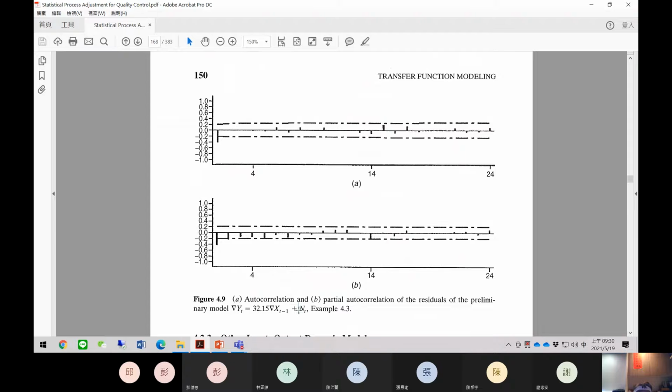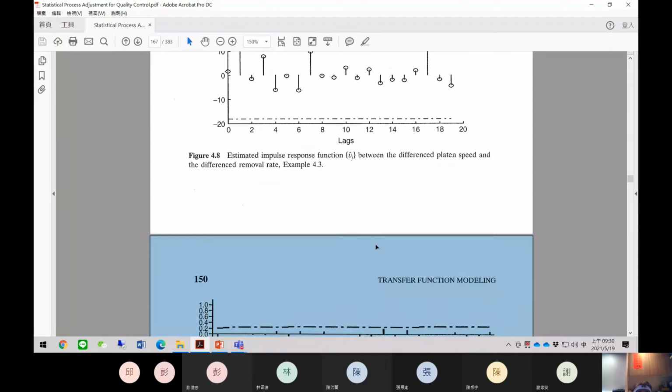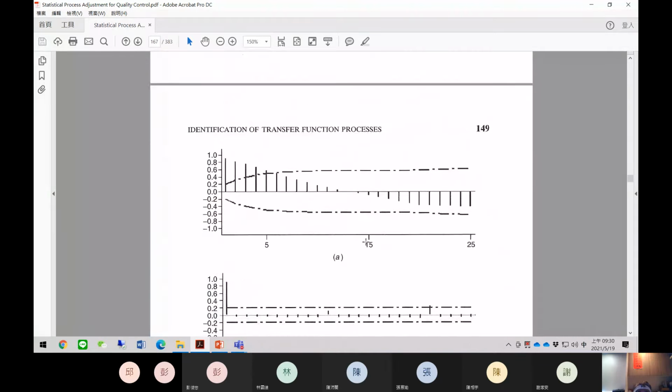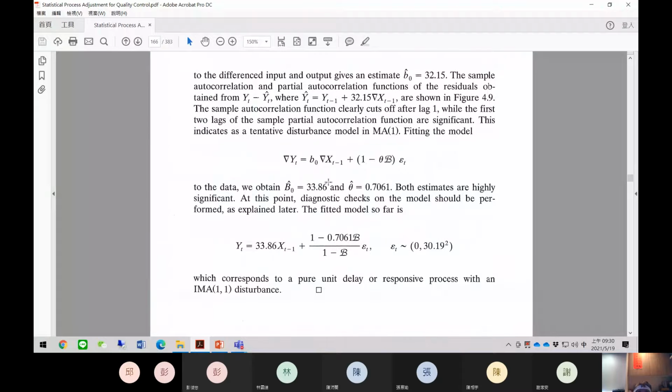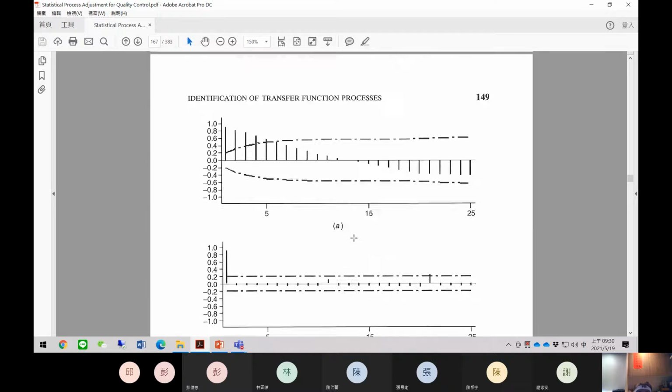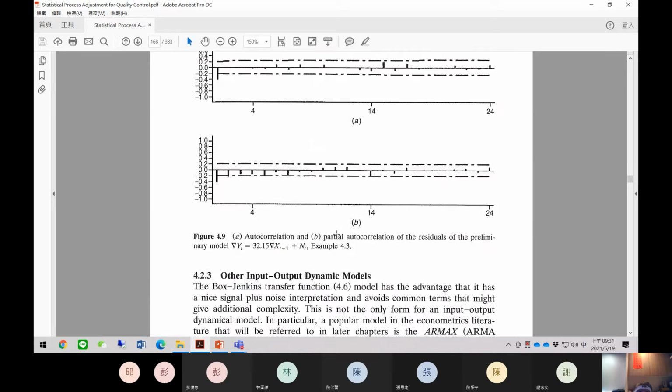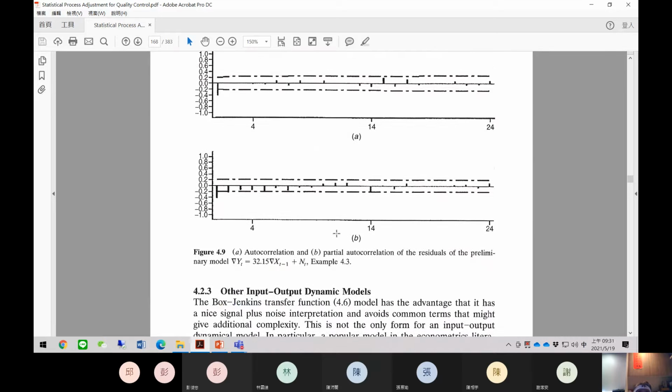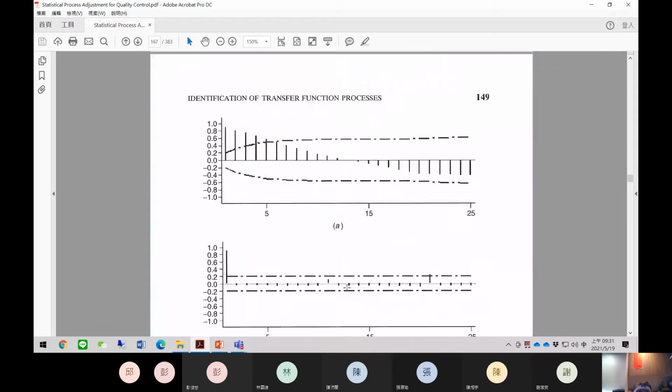So we also like to add the disturbance like this. This is the tool wearing. Since the model has been fitted based upon this, the sample autocorrelation function clearly cuts off after lag 1, right? It cuts off at lag 1, right here. Cuts off after lag 1. So it is quite obvious.